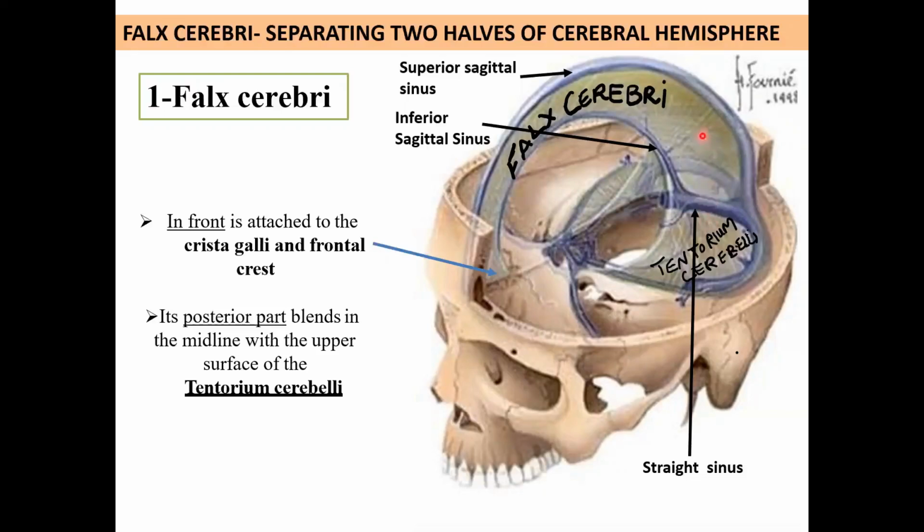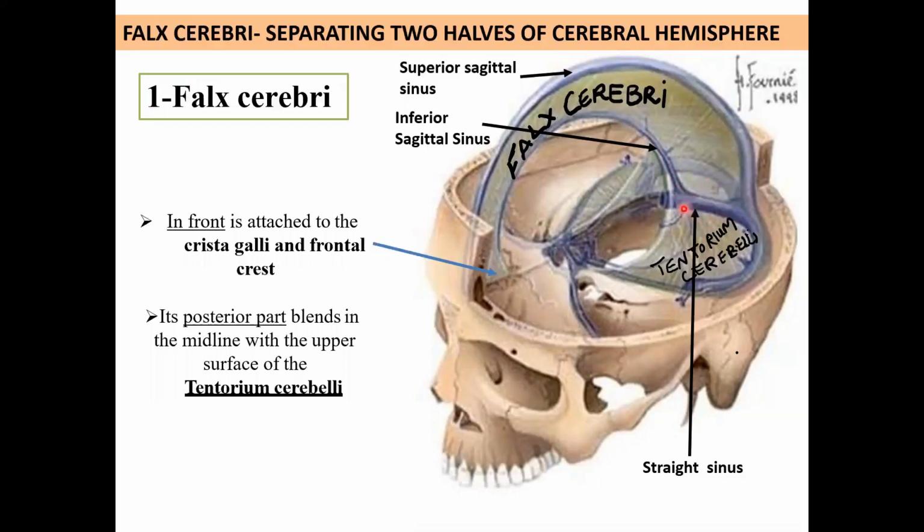The falx cerebri has a superior fixed margin, where it is attached to the sulcus of the parietal bones, and an inferior free margin. And this falx cerebri will enclose 3 sinuses between its layers. Over the superior attached margin, there will be the superior sagittal sinus, and over the free margin, there will be the inferior sagittal sinus, and at the posterior end between the falx and the tentorium cerebelli, there will be a straight sinus.